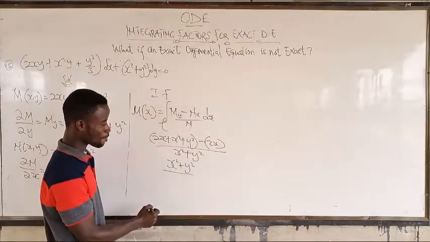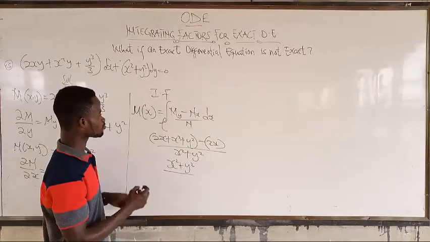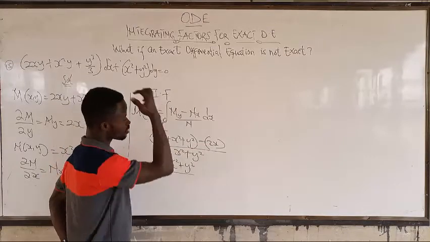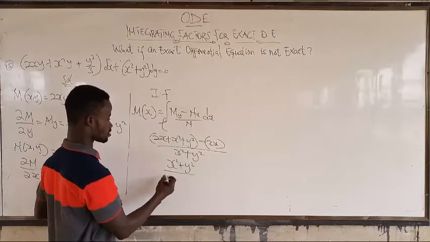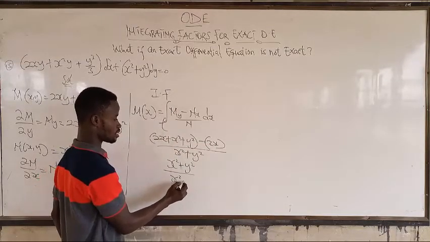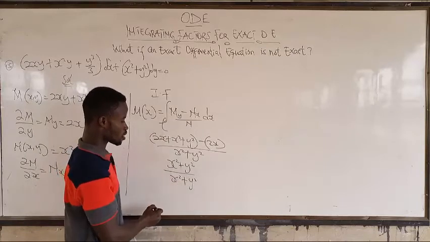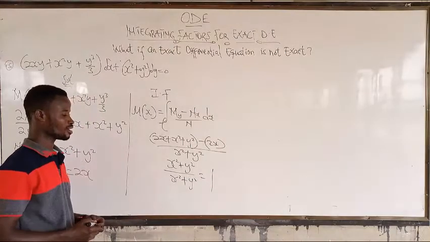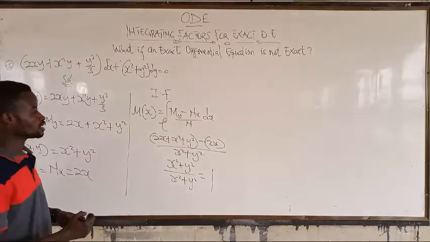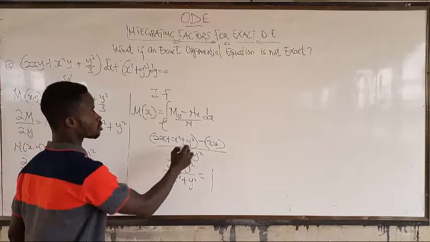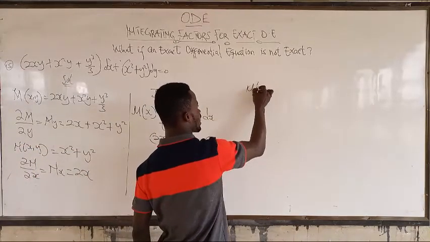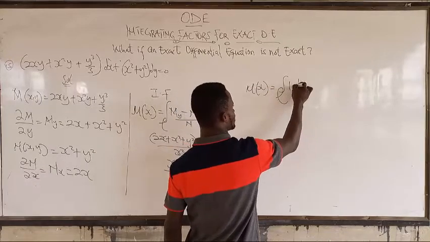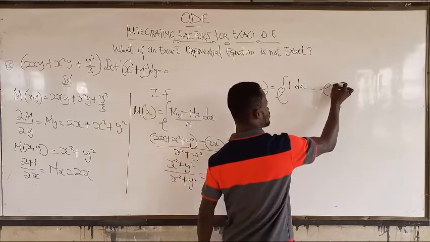Wow! Hope you can see what you are getting. First of all, this cancels this. Secondly, we are left with this, s squared plus y squared. Woo! Which is 1. Very nice. So this means that by substitution, the integrating factor is going to be the integral of 1 ds, and the integrating factor is going to be e raised to the power s.